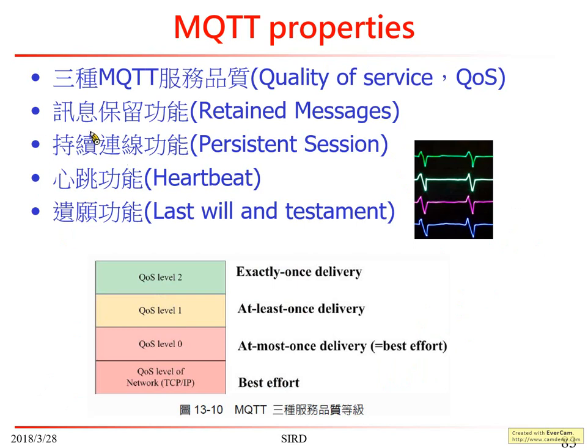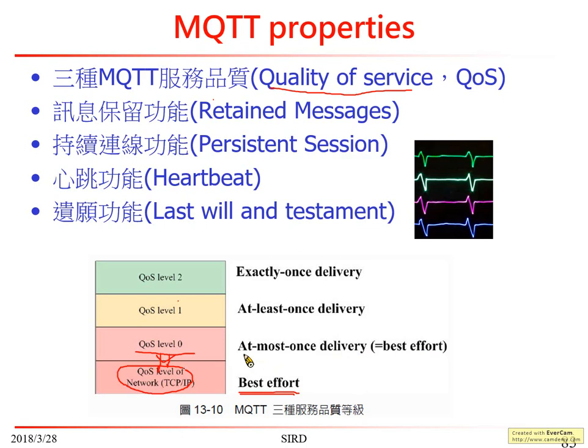So MQTT provides 3 quality of service levels. Yesterday you mentioned reliable transmission based on TCP, and TCP means best effort. They try to send the message to the other side, but it can still time out, or fail in different situations. And basically, when we say QoS level 0, that is similar to best effort. Best effort means I try, but I could fail.